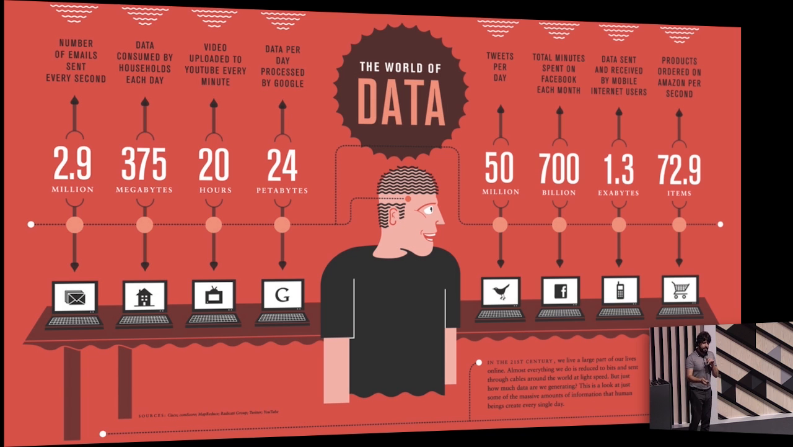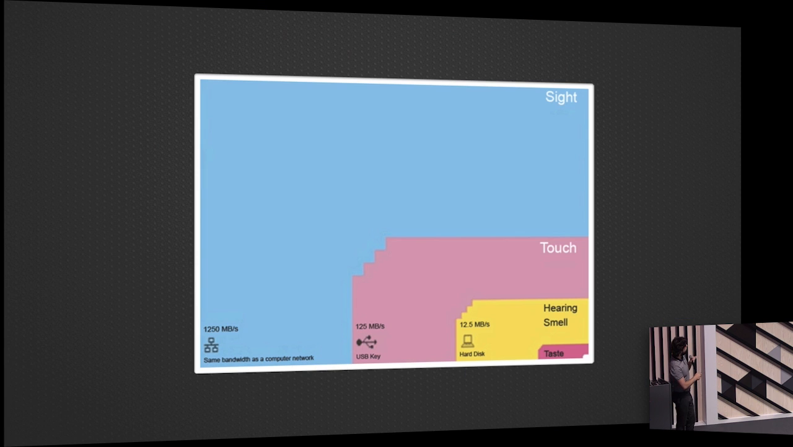And the other thing is that we are a visual species. We are mainly visual. More than 60% of our external impulses come from our eyes. So it's very important to visualize data correctly in order to communicate to someone.